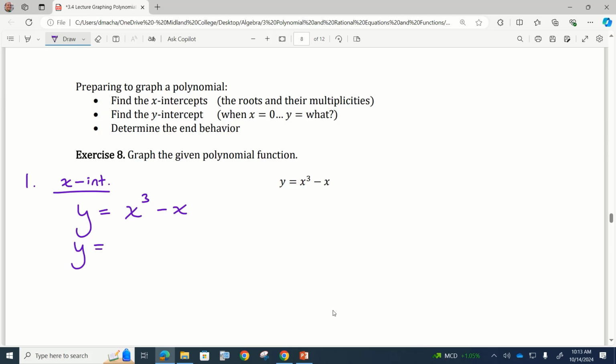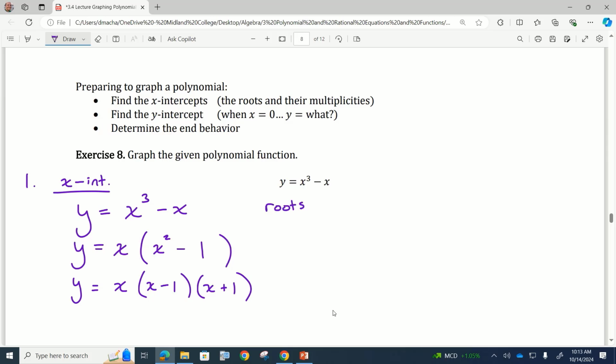And so the first thing I would do is take out a greatest common factor. What's my greatest common factor? Yeah, it's just x, and then I'll be left with x squared minus 1. How do I factor x squared minus 1? That's x minus 1 times x plus 1. Very good. So we have three roots: x equals 0, 1, and negative 1.